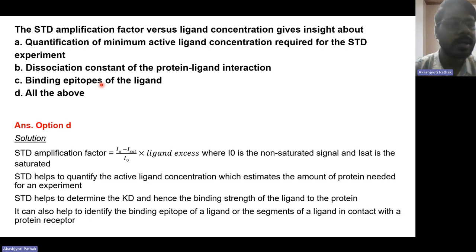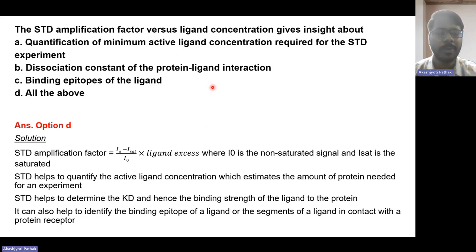Now this question: the STD amplification factor versus concentration, what does it give insight about? So the STD amplification factor, what is it? It is (I naught minus I sat) divided by I naught, multiplied by the ligand excess. So this is the formula. I naught is the non-saturated signal, and I sat is the saturated signal. So if you calculate this STD amplification factor, what can you get?